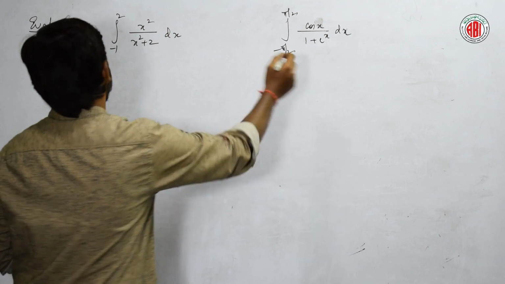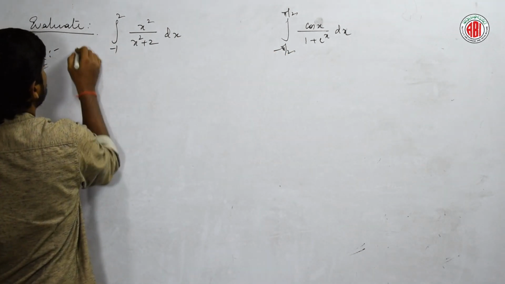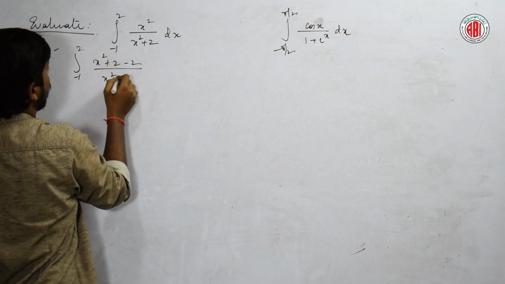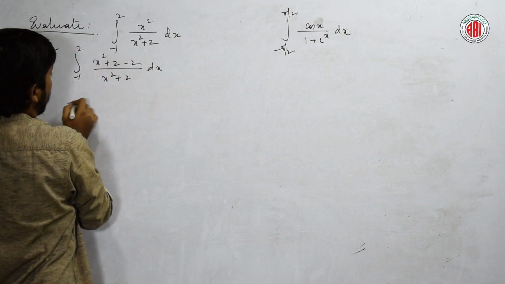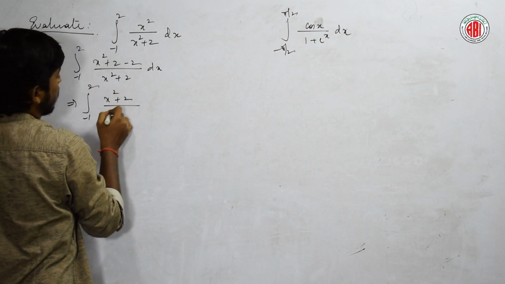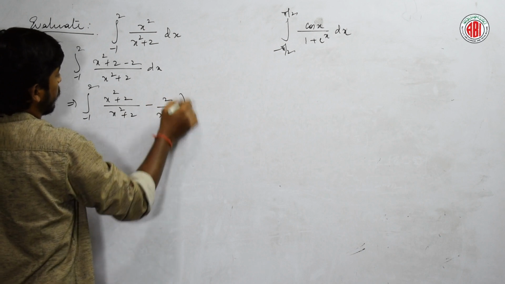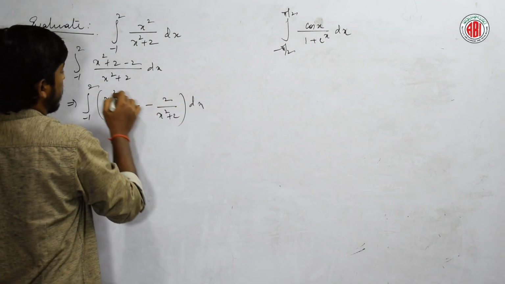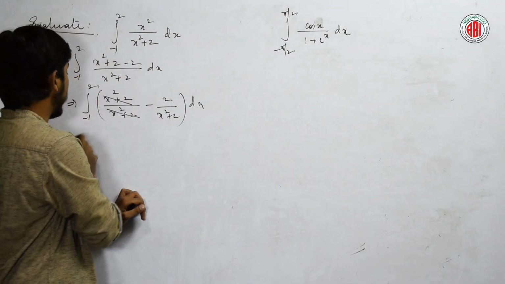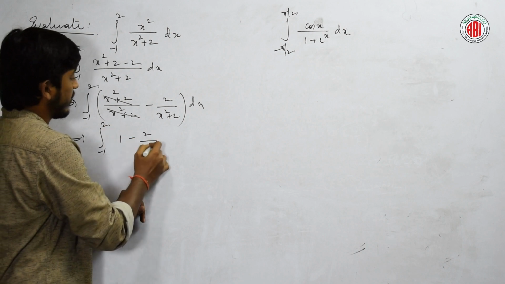Fine. See here. Now let us add and subtract 2. So what do we get? Integral from minus 1 to 2 of x square plus 2 by x square plus 2 minus 2 by x square plus 2. Is it right? These two will get cancelled. I will get integral minus 1 to 2 of 1 minus 2 by x square plus 2.